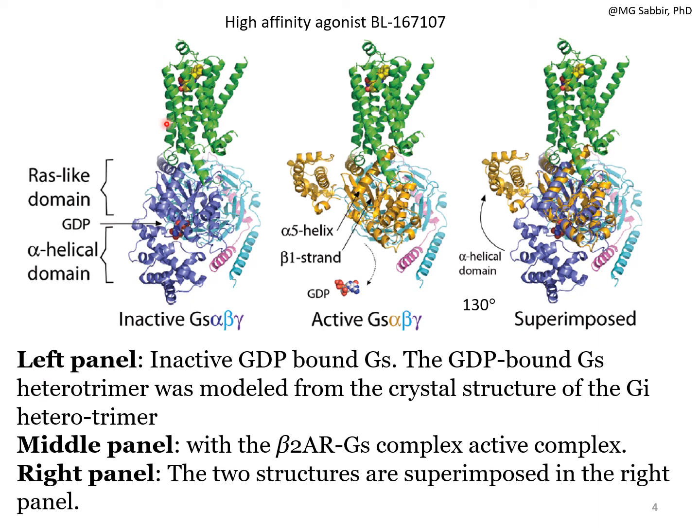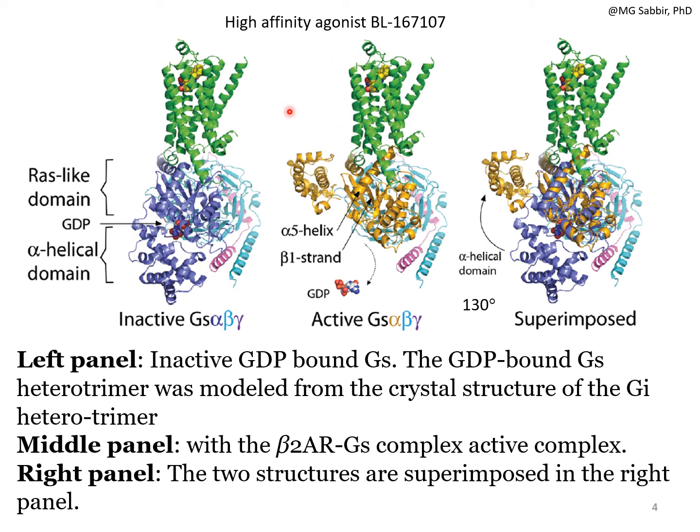Now this slide is showing the crystal structure of inactive and active beta-2 adrenergic receptor complexed with trimeric G proteins. In the left panel, you can see that beta-2 adrenergic receptor bound to trimeric G alpha beta gamma proteins in an inactive state. And in the G alpha subunit, you can see that there are two domains. One is a RAS-like GTPase domain, and the other is an alpha helical domain. And the GDP binding site is occupied at the interface of these two domains.